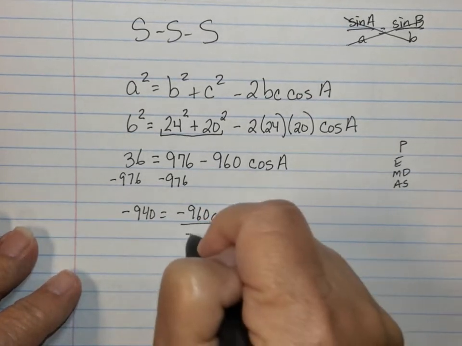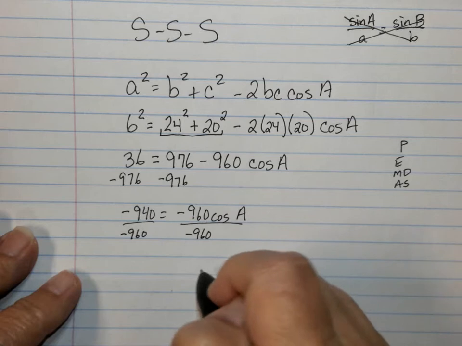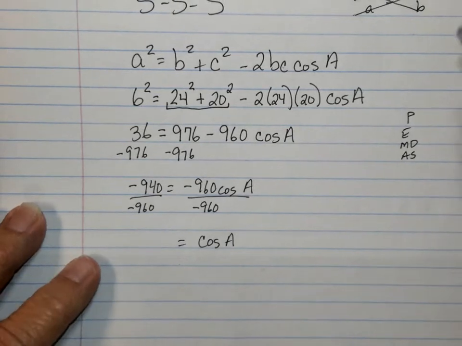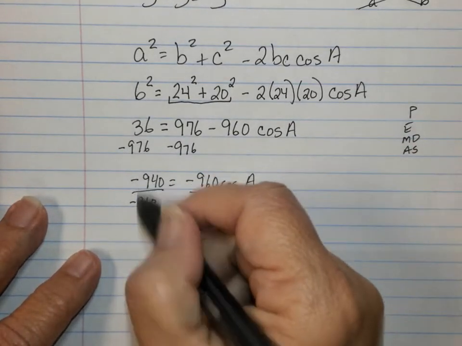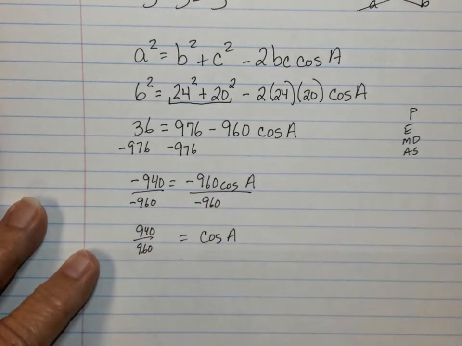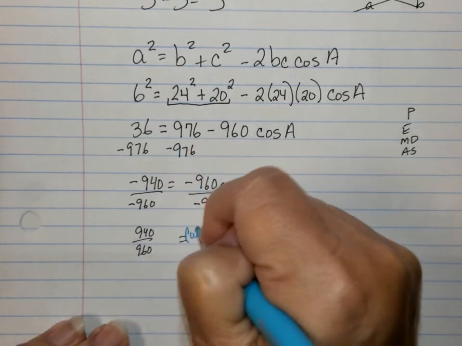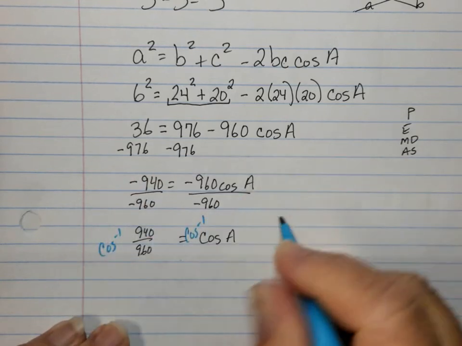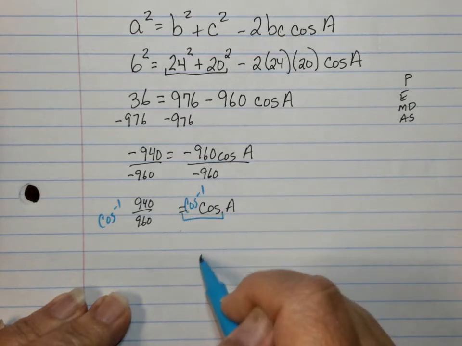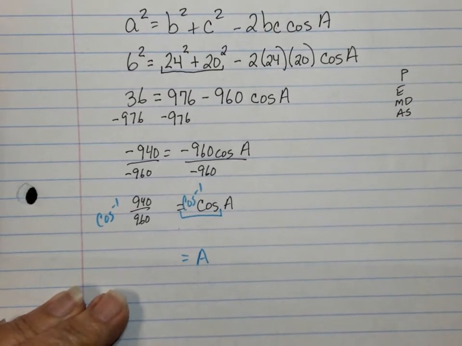Then we're going to divide both sides by negative 960, because this is multiplication here. There's no reason to carry out this division unless you just feel like it, but a negative divided by a negative is a positive. And then, if I want to get A by itself and I have cosine A, I need to take the inverse cosine of both sides. Inverse cosine and cosine undo each other. So I have A. Once I have my variable by itself, that's when it's time to pick up my calculator.